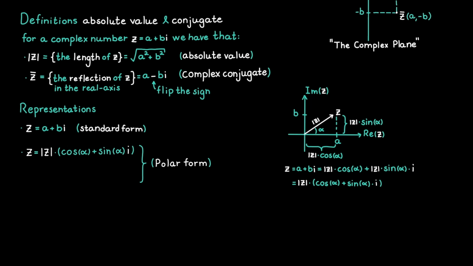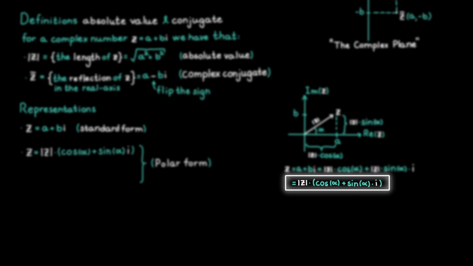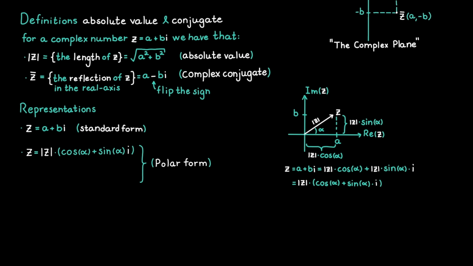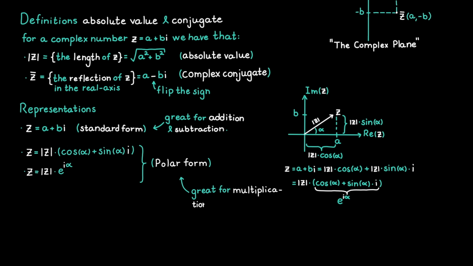Sometimes people also like to rewrite this expression here by using Euler's formula, which states that everything inside of these parentheses here is going to be equal to e raised to the power of i times alpha. And if we use this formula, we get that the polar form of a complex number can also be equal to the following. And something that you will notice later when you start doing some problems is that different forms are strong in different areas. Standard form is great for doing addition and subtraction, while polar form is more useful if you are doing multiplication or division, for example.